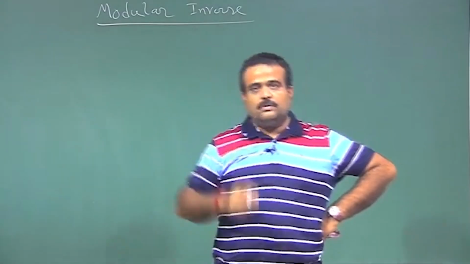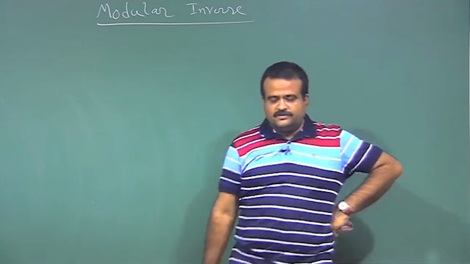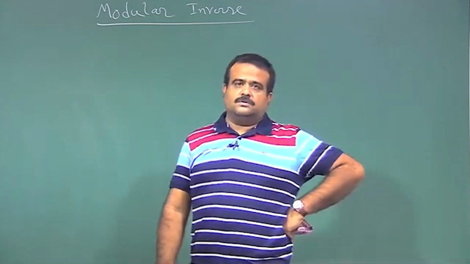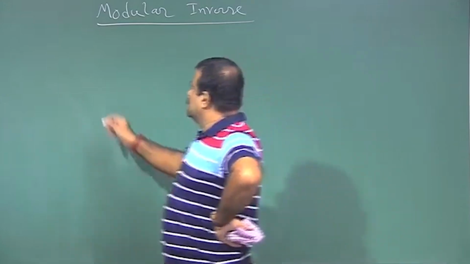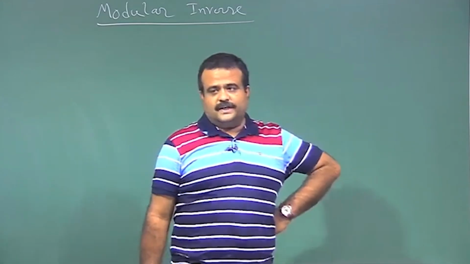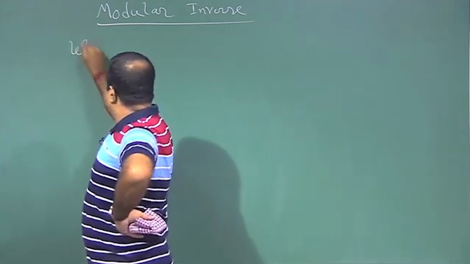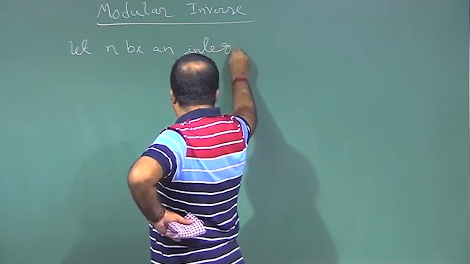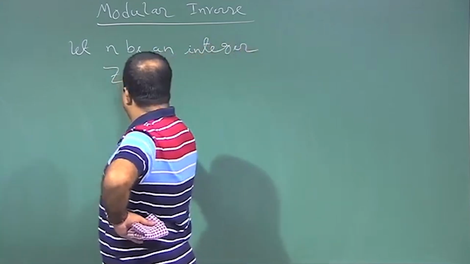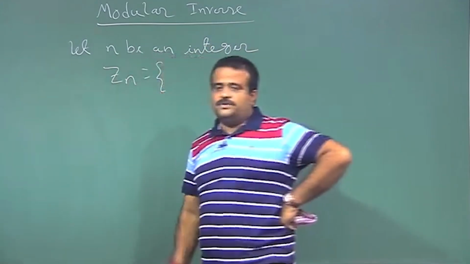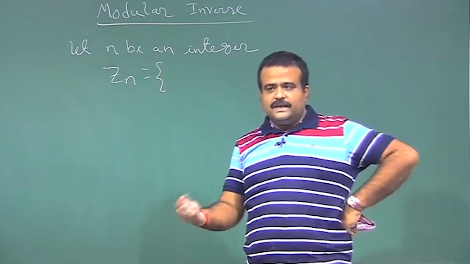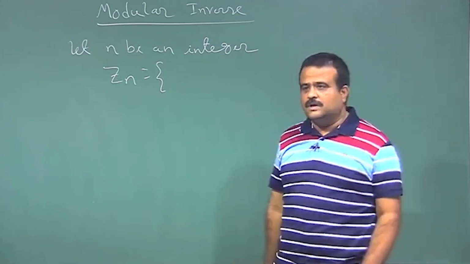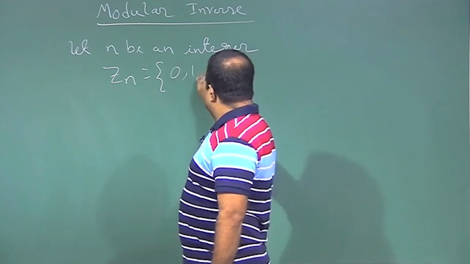Okay, so we talk about inverse, modular inverse on mod operation on ZP. So far we have seen the additive operation on Zn. So let n be an integer. Then we have seen that Zn is basically the residue class. If we take any integer and divide by n, the remainder will be from 0 to n minus 1. That class will give us the Zn.